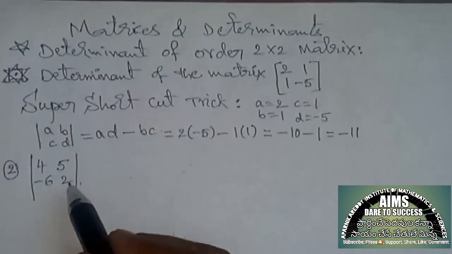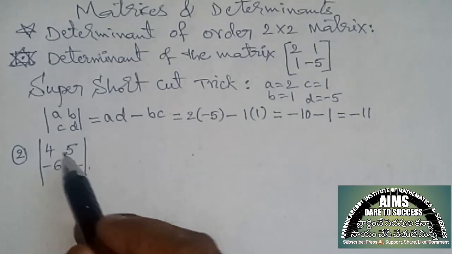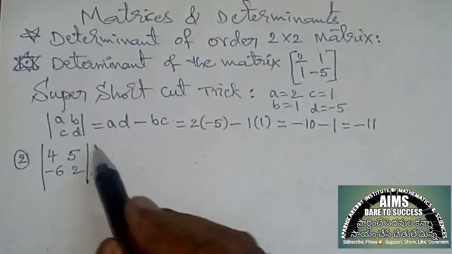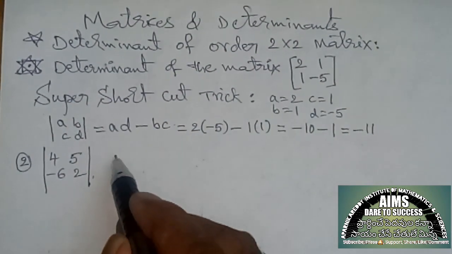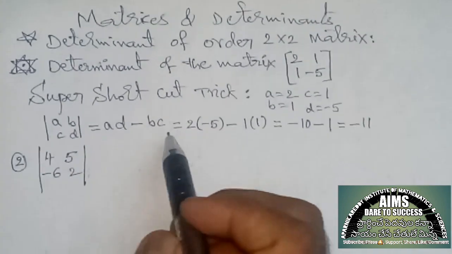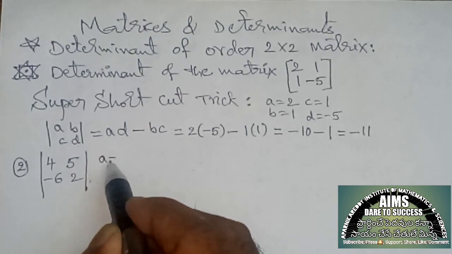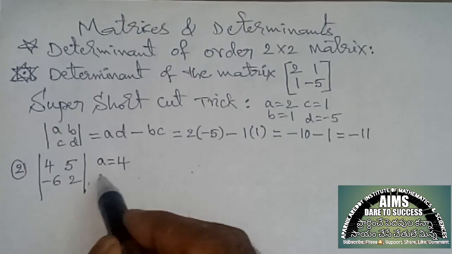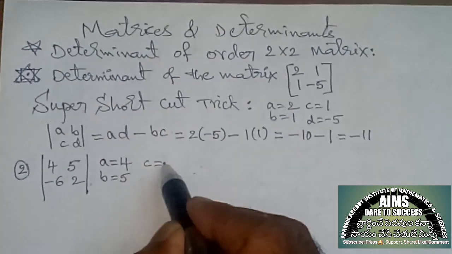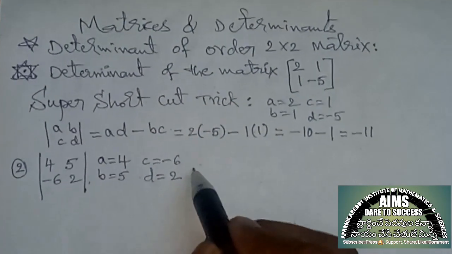Next, one more example I wanted to explain to you. Determinant of 4, 5, minus 6, 2. So according to the concept, what is the formula? Det ABCD is equal to AD minus BC. So now I wanted to write the ABCD values. A is equal to 4, B is equal to 5 and C is equal to minus 6. Last one, D is equal to 2.